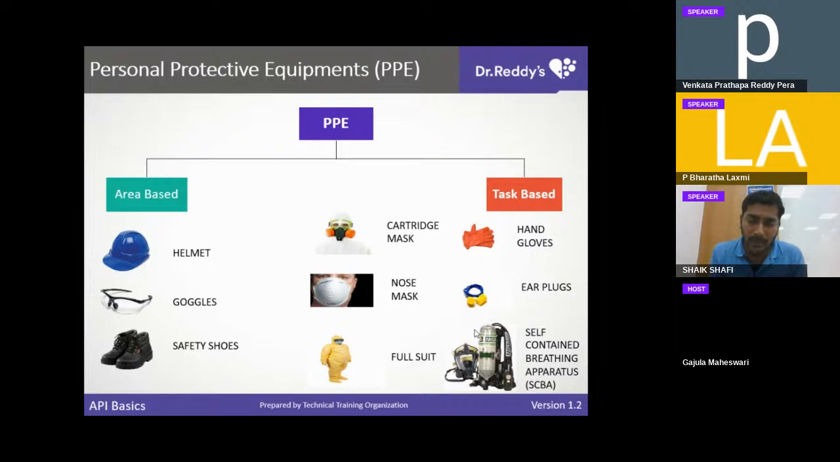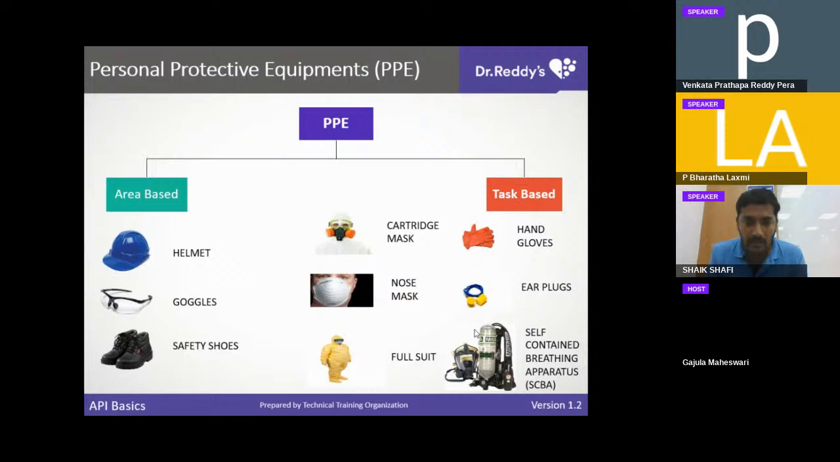Again, we are using cartridge masks where we are using organic compounds, and we are using nose masks to overcome dust issues. Again, when we are handling acids and strong bases, we are using a full shield to protect the body.